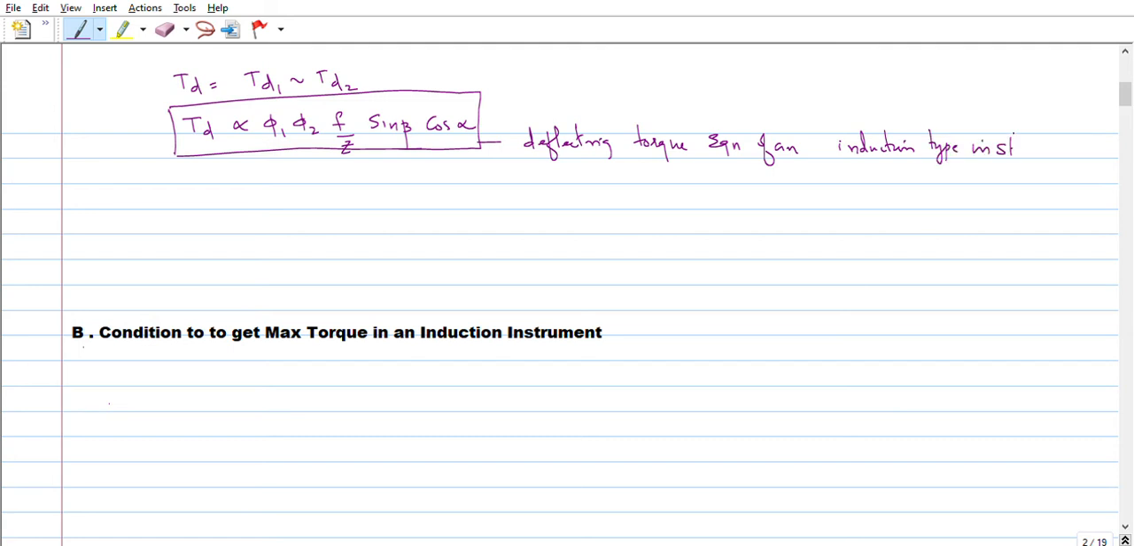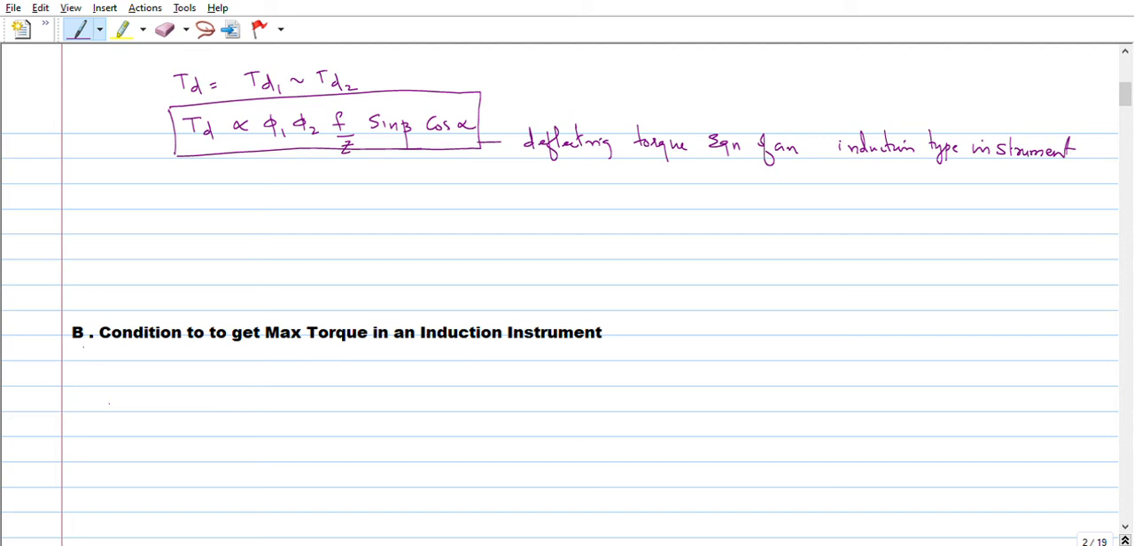How are the deflecting torques produced? Because of the flux produced by the shunt magnet and the flux produced by the series magnet interacting with the rotating aluminum disc. The disc cuts the magnetic flux produced by these two magnets, and since it is a circular closed path, circulating currents or eddy currents are developed.